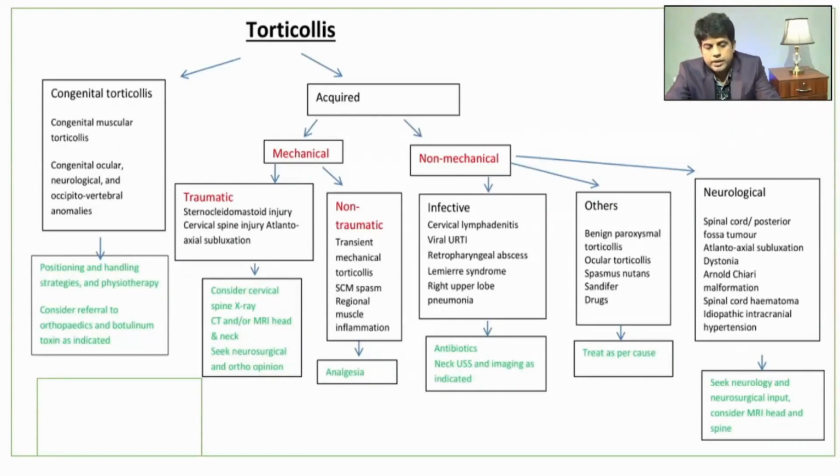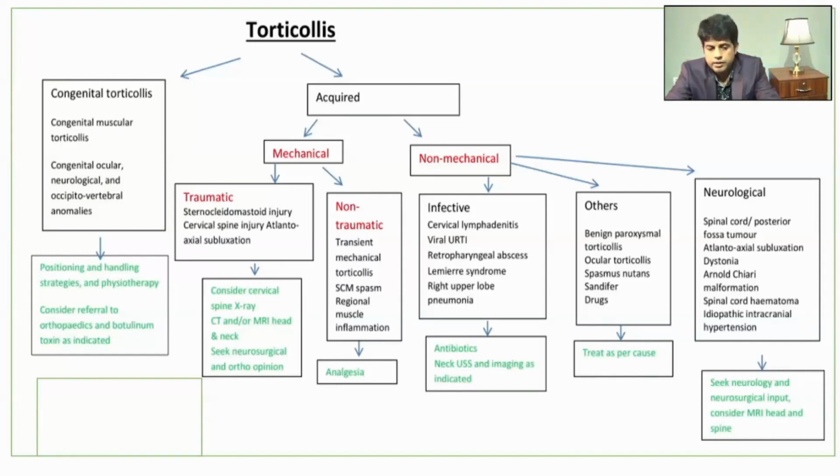So let's recap. In a nutshell, this slide shows the common causes of torticollis and what we can do about them. Now, torticollis can be broadly categorized as congenital torticollis and acquired torticollis. And congenital torticollis, the most common variant is congenital muscular torticollis. However, there can be other variants like congenital ocular, neurological and occipitovertebral anomalies. And most of these babies can be managed with positioning and handling strategies and physiotherapy. However, we can consider referring such babies to orthopedics and for botulinum toxin if their torticollis is resistant to handling strategies and physiotherapy.